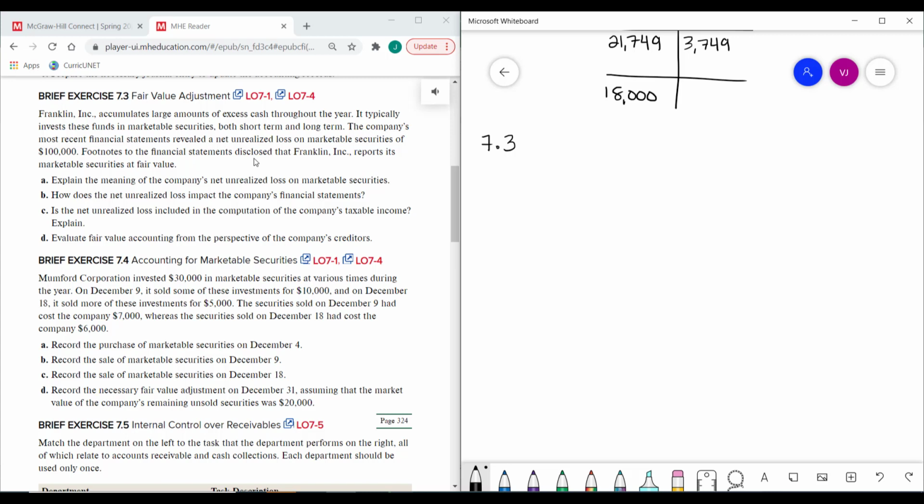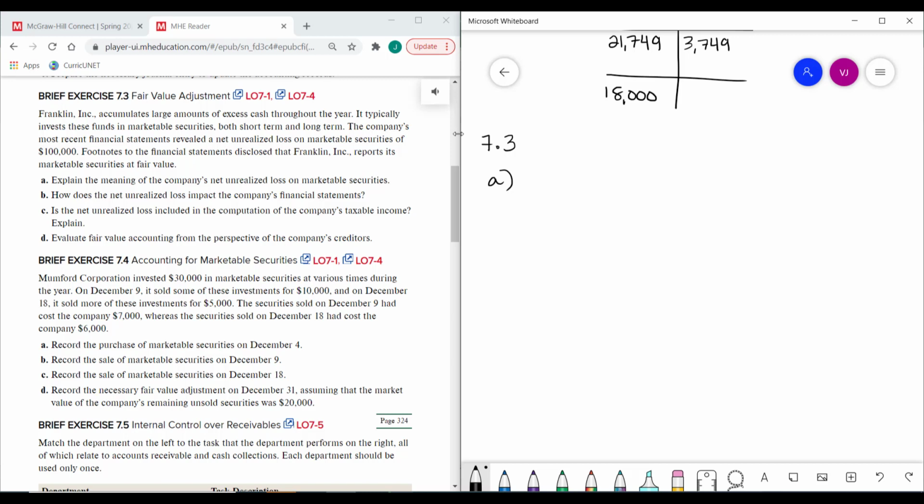When you have these marketable securities, this is where the cost principle doesn't apply, right? One of those situations where we're dealing with a type of asset where the cost principle doesn't apply, because according to GAAP, at the end of every year, at least, you can do it at the end of every month, but at the end of every year, you need to go and see, okay, what are my marketable securities that I still own? What are they currently worth versus what's the last balance in that account? And we need to adjust it up or down to market value. So with A, it's asking us, explain the meaning of the company's net unrealized loss on marketable securities.